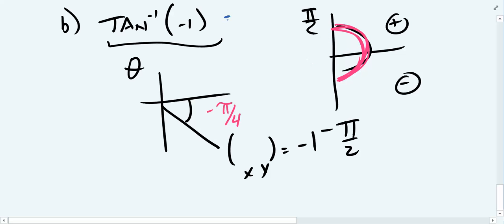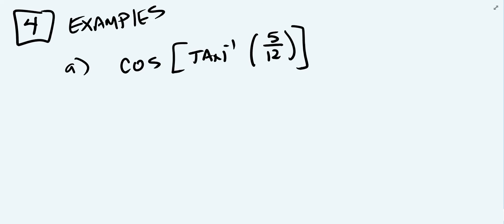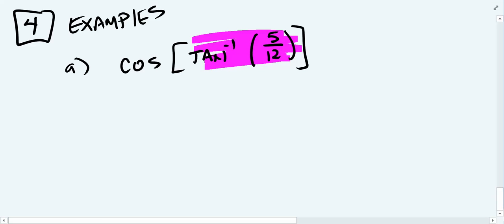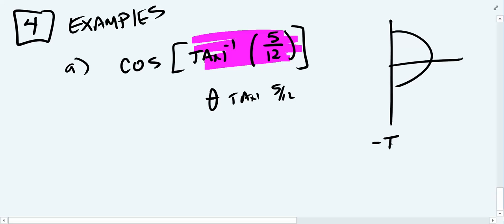Okay, here we go. This looks like a scary problem. It's not that scary. We're going to do the cosine of the inverse tangent of 5/12. We're going to work from the inside out. So that statement says this: the angle whose tangent is equal to 5/12. Now for the inverse tangent, I'm locked between negative pi over 2 and pi over 2 for a domain restriction on the tangent function. This is a positive value, so I must be somewhere in quadrant 1.